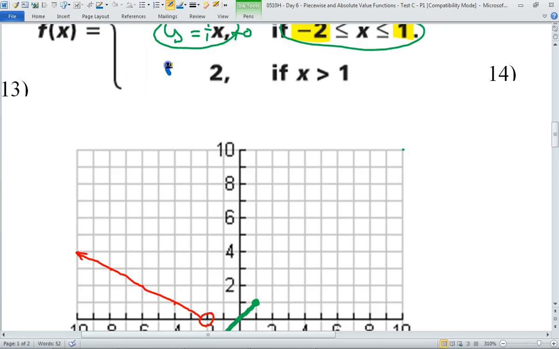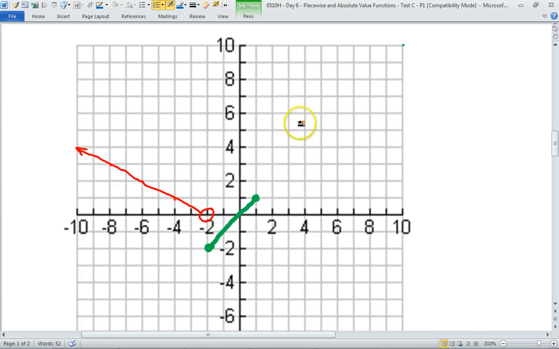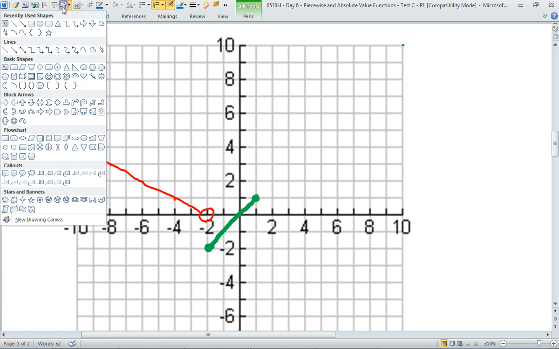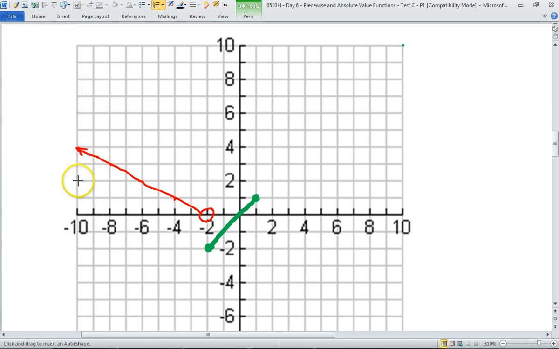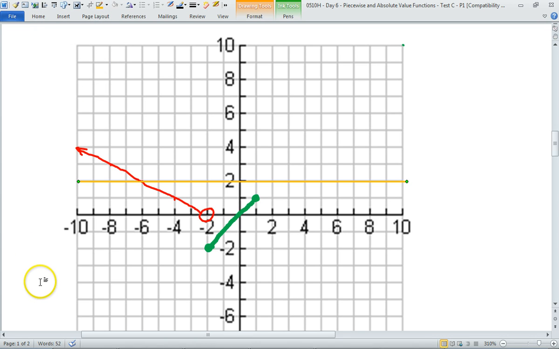Okay, this is y equals 2. So that's just a horizontal line at 2. So y equals 2, that's like this. Here's a horizontal line at 2, just so you can understand. Here is the line y equals 2. Alright, that orange line I just drew, that's the line y equals 2.